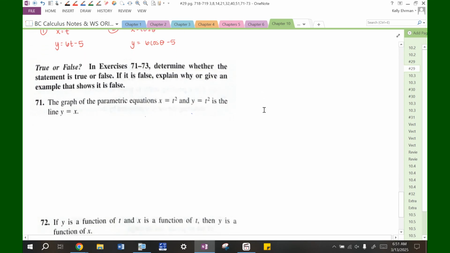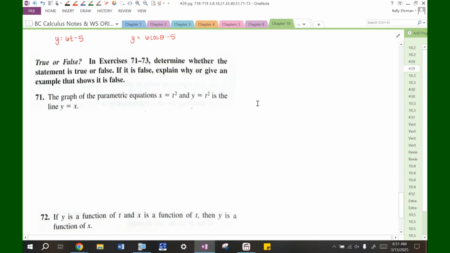Okay, which brings me to the true or false section. We were supposed to do through 73, but I guess 73 must have been on the next page, which didn't make it into my PDF, so I just said, forget about it. All right, so 71 and 72. These could be kind of tricky too.